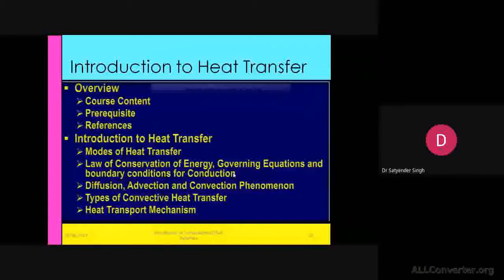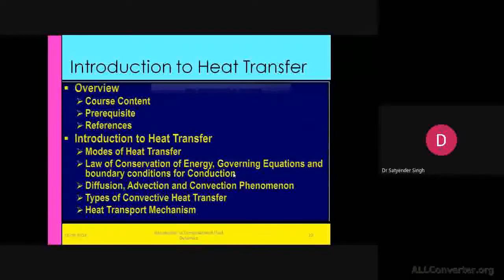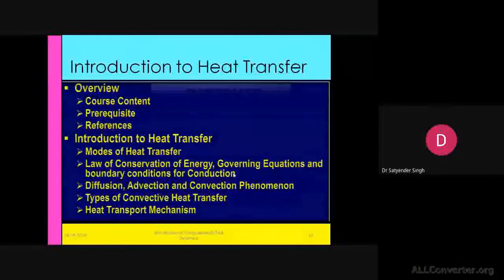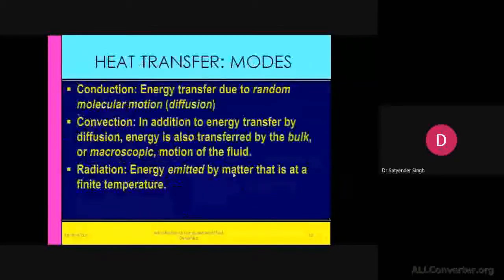So first we start with the introduction of heat transfer. We will recapitulate some modes of heat transfer. I will take very little time to complete this, as you already know these introductory basics about heat transfer. And then we have the law of conservation of energy, governing equation, and boundary condition for conduction, diffusion, advection, and convection phenomena. This is really important: diffusion, advection, and convection phenomena, to understand the types of convection heat transfer and heat transport mechanisms.